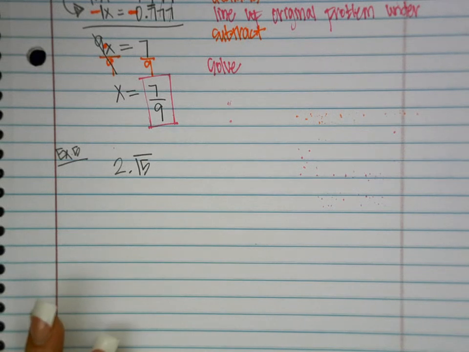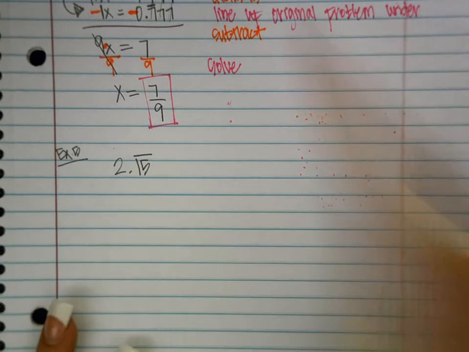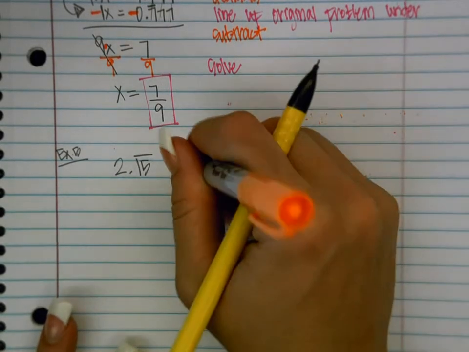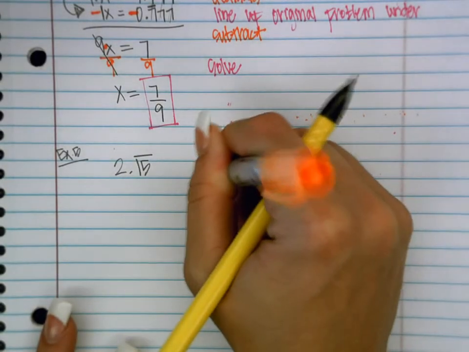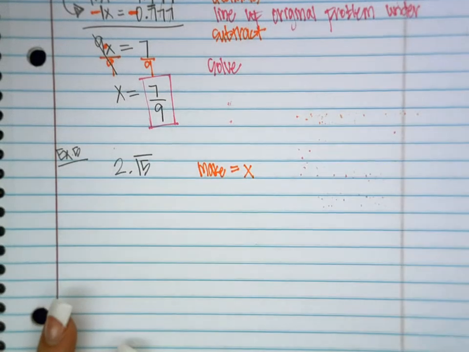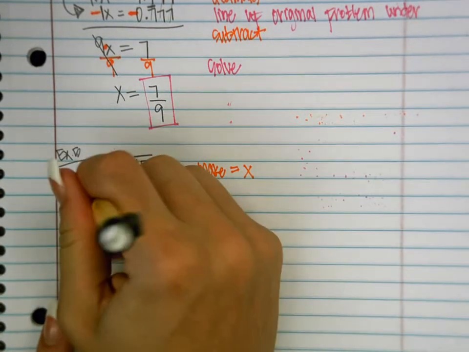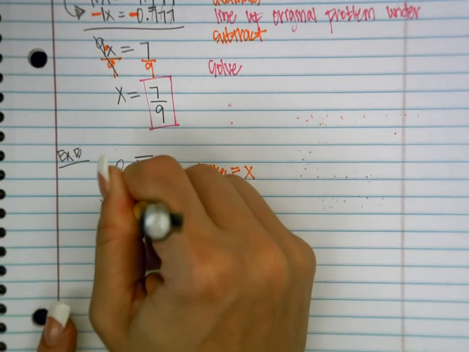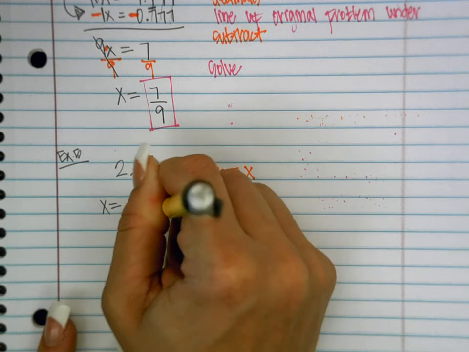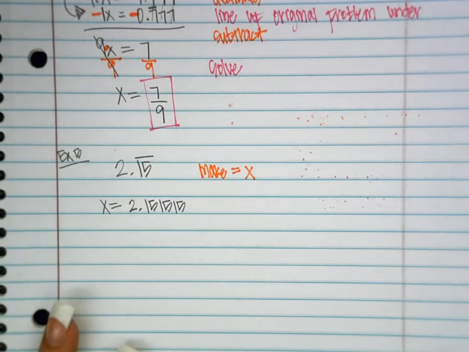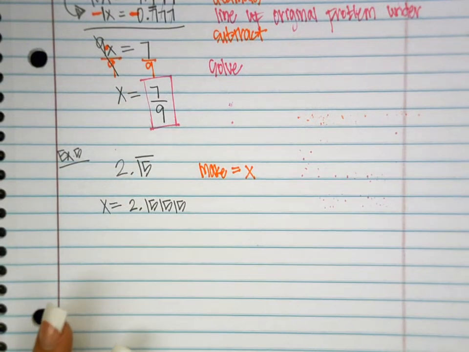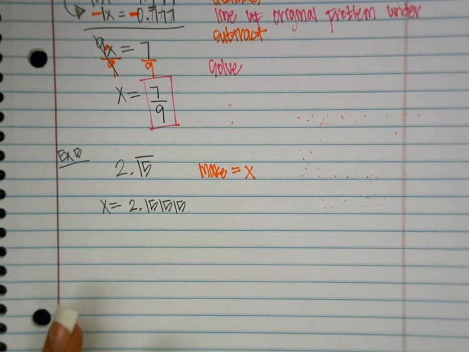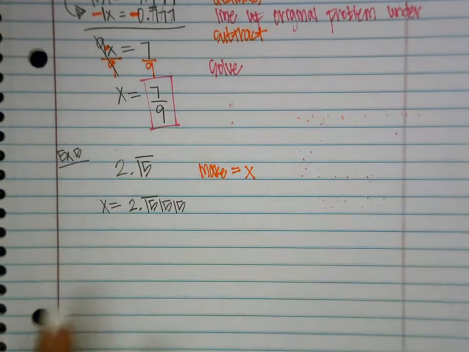So let's go through our steps. First thing you do is what? Make the expression equal x. Make it equal x. So start by just rewriting this as x equals 2.15. And this would keep repeating, right? If I wanted to keep going. You don't have to write all those repeats, but technically they're there, okay? Or you could just write the bar, because it's a little bit easier to just write the bar.